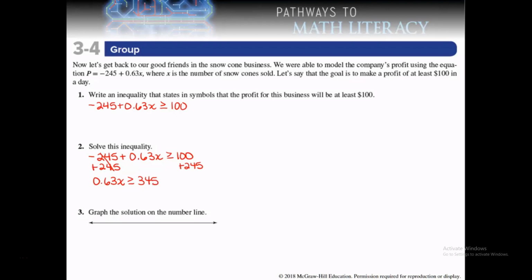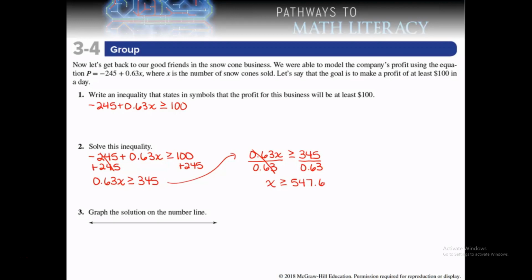Now I need to go ahead and divide both sides by 0.63. And since I'm dividing by a positive number, that also does not change the direction of the inequality. So I end up with x greater than or equal to approximately 547.6. And then in 3, we're going to graph that solution on the number line.